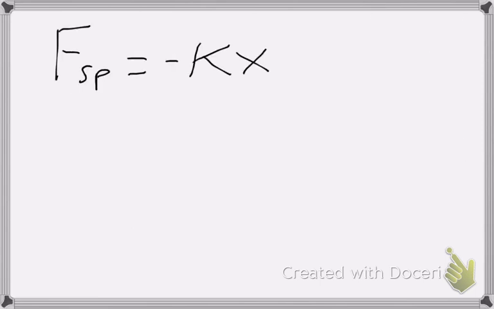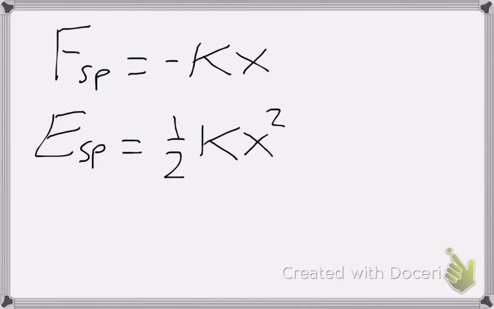Then we have two equations for force and energy of a spring, and it is given by this. So the force of the spring is minus kx, and then the energy of a spring is 1/2 kx squared. And if you were paying attention to calculus, then you might notice that the derivative of the energy of the spring is the force of the spring, and the integral of the force of the spring will give you the energy of the spring. So if you're interested in calculus, this is another example about how that fits into play.